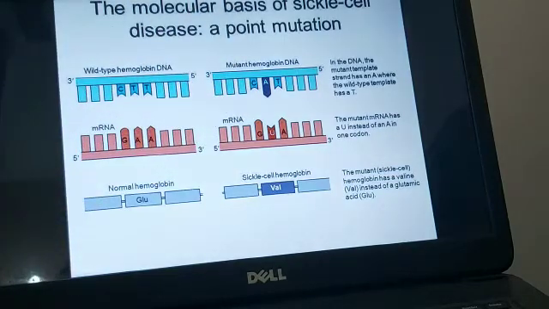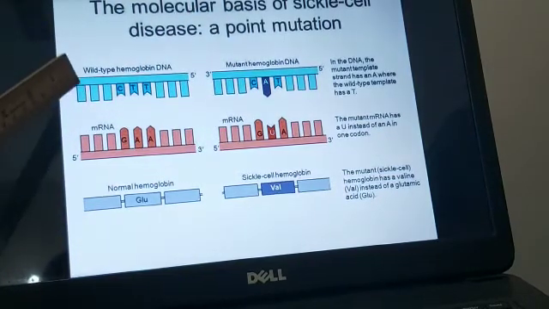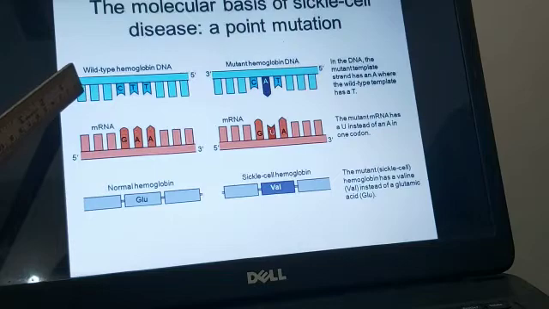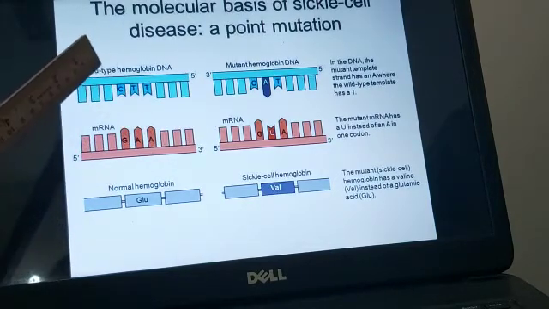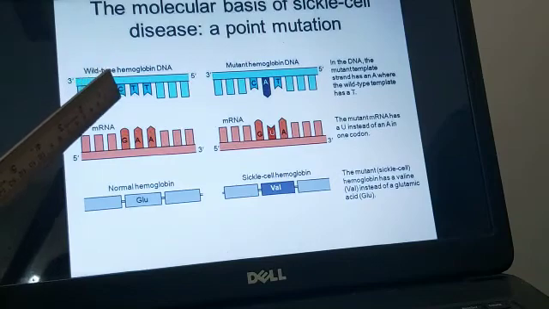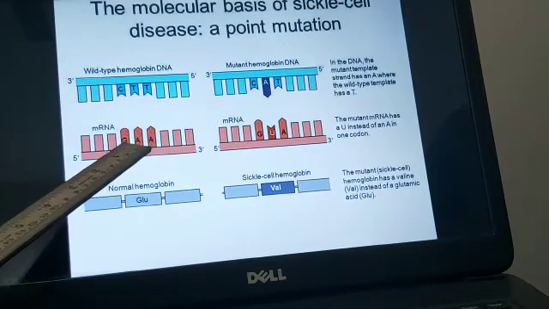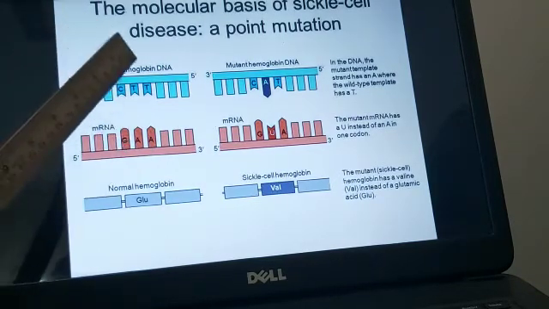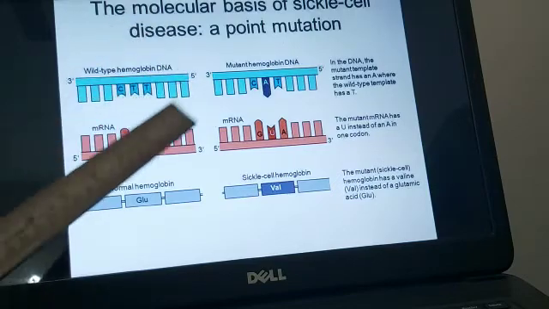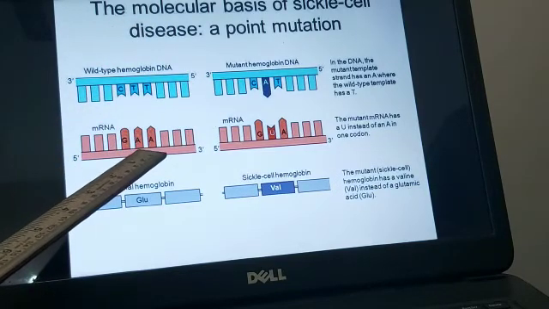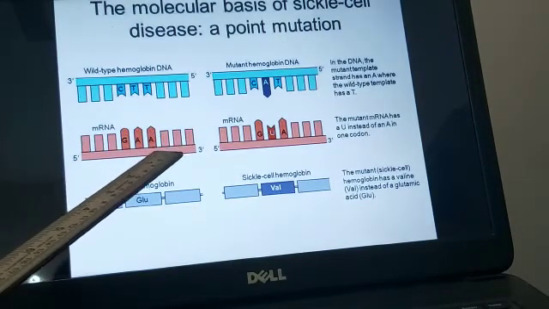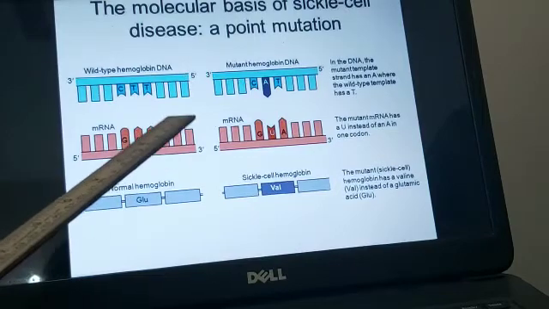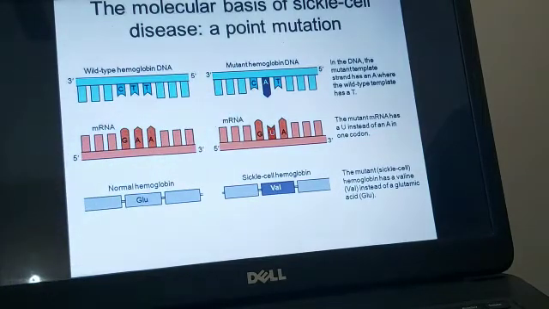Now when this is taking place, this is the DNA, and this is the corresponding mRNA. All of you know that in the DNA, if cytosine is present, in the mRNA it's going to be guanine, and if thymine is present, correspondingly in the mRNA it's going to be the complementary base, that is adenine. And here once again thymine is present, so once again you have adenine. Now let us see how the mutant gene is present.